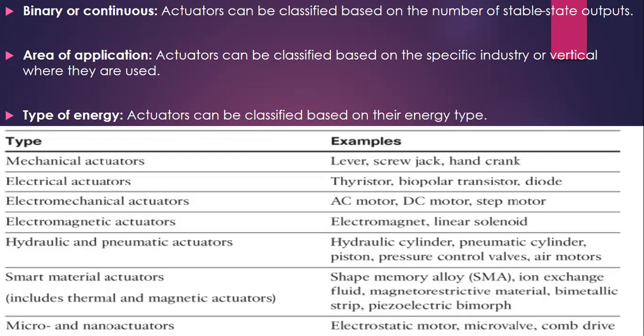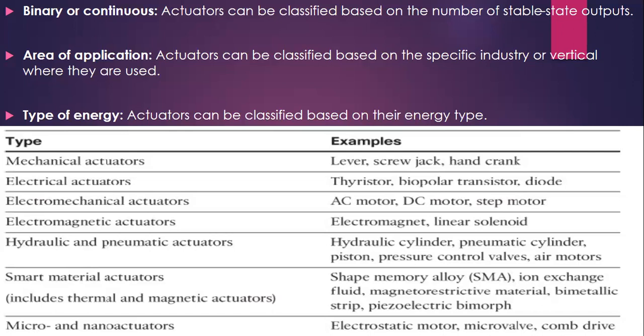And in this chart you can observe there are a lot of different types of fields available. The first one we call a mechanical actuator, with examples like levers, screw jack, and hand crank. Then electrical actuators are also available, like bipolar transistors, diodes, and thyristors. Electromechanical actuators are also available, like AC motor, DC motor, and stepper motor. We have different varieties of application fields, based on which we can categorize.